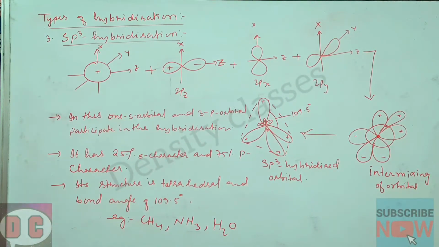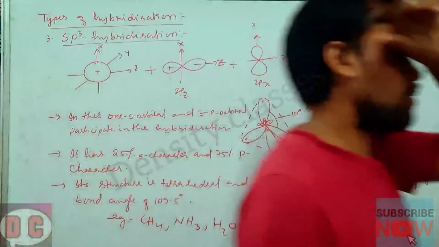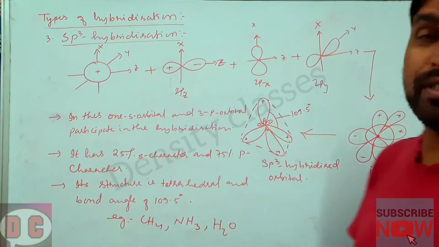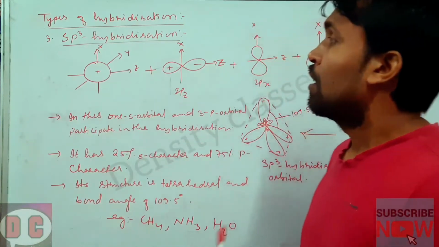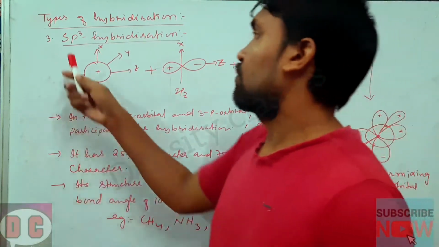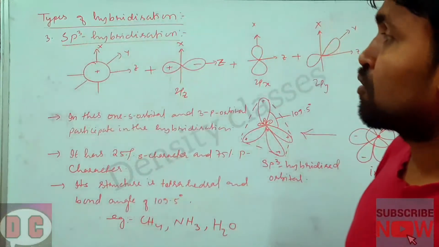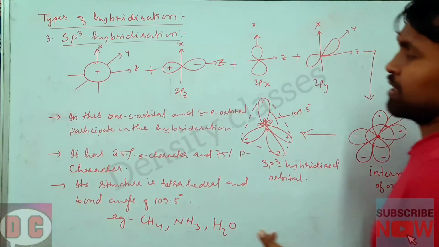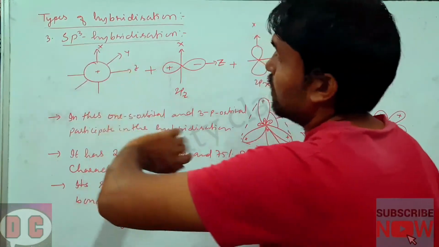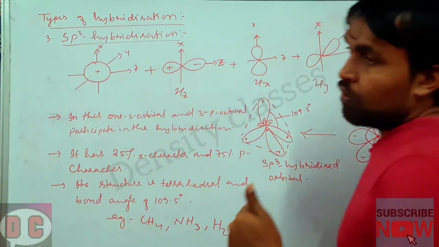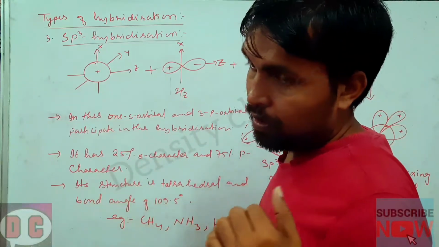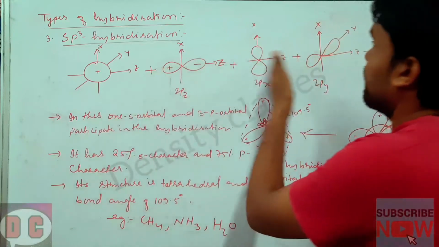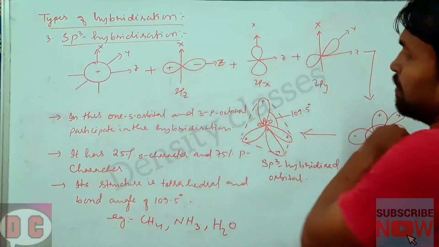Okay, students, the last type of hybridization we are going to discuss. Of course, there are many special types of hybridization, but we are not going to discuss those. So the last type of hybridization which we are going to discuss, third number, is sp3 hybridization. In sp3 hybridization, you can see clearly here s is 1 and p is 3. That means only one s orbital will participate, and 3 p orbitals are participating.